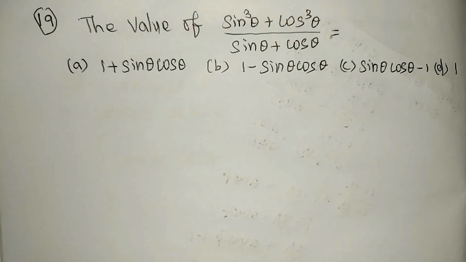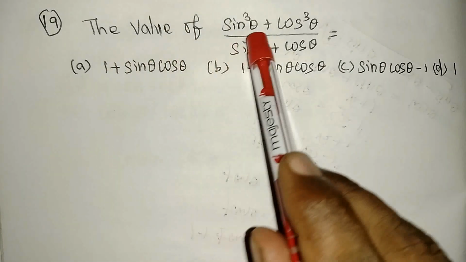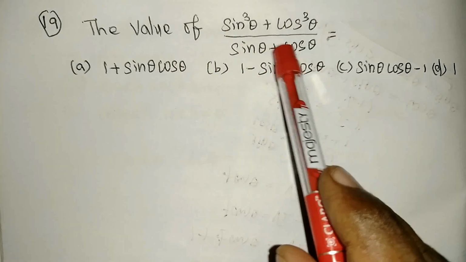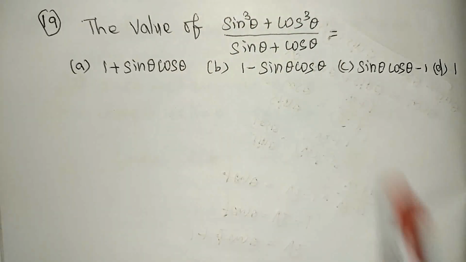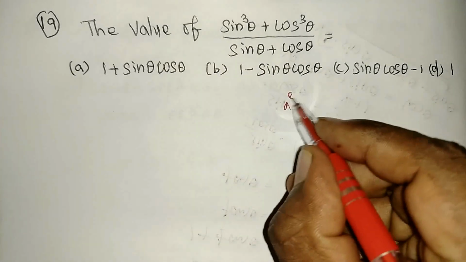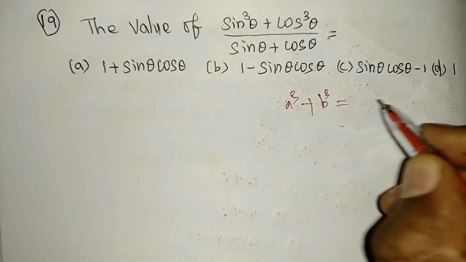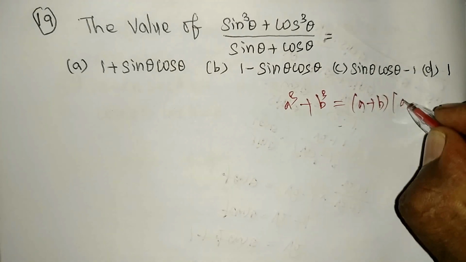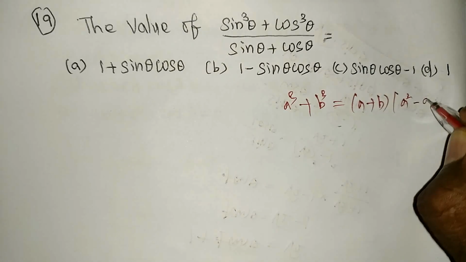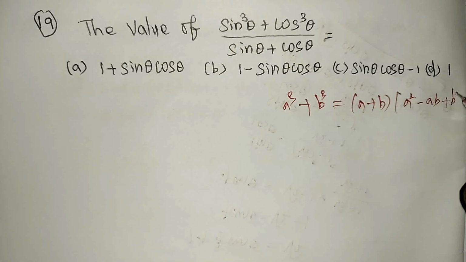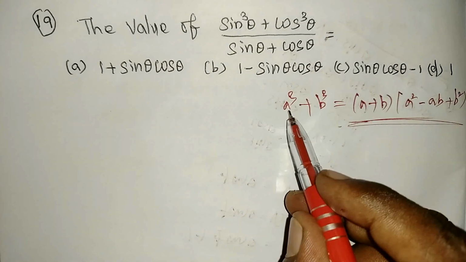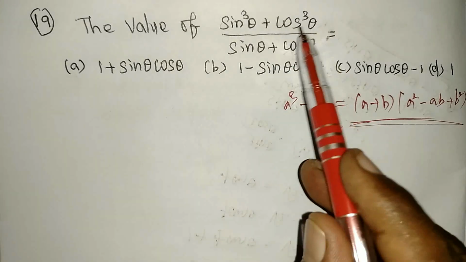Okay, 19th one. The value of sin cube theta plus cos cube theta, whole divided by sin theta plus cos theta. See the numerator. This is in the form of a cube plus b cube. So a cube plus b cube is equal to, we must know this formula, a plus b into a square minus ab plus b square. This formula you must know. This is what I'm going to use. But instead of a, we have sin, and instead of b, we have cos.